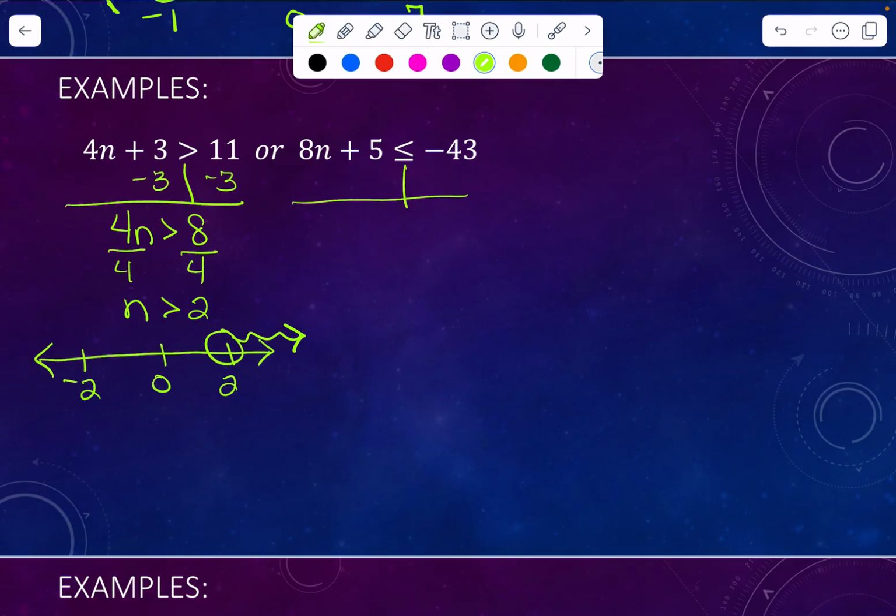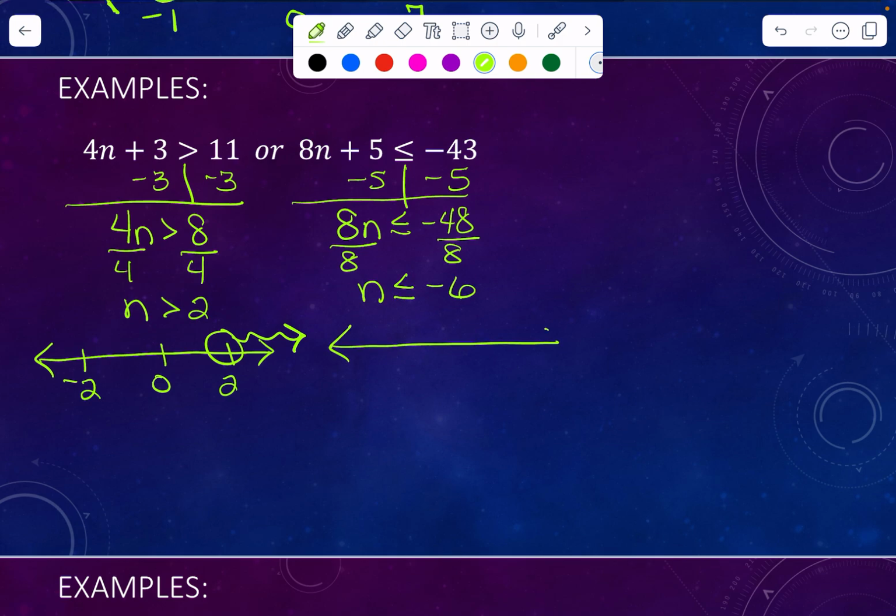Then I come over here. I'm going to minus 5 from both. So now we have 8n is less than or equal to negative 48. I'm going to divide that by 8. So n is less than or equal to negative 6. So I'm going to come in here, and I'm going to go negative 6, 0, and 6. I'm going to make that a closed circle, and I'm going to shade it to the left.